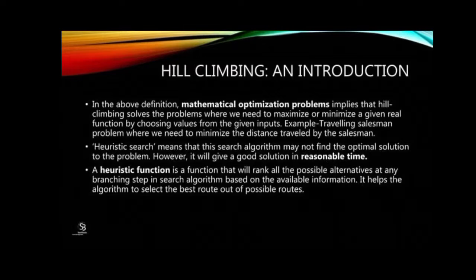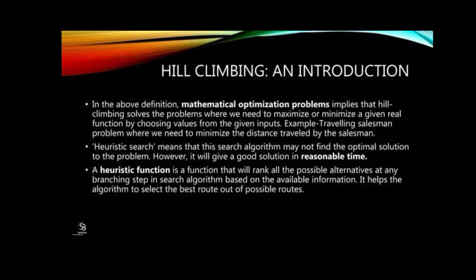In the above definition, mathematical optimization problem implies that hill climbing solves the problems where we need to maximize or minimize a given real function by choosing values from the given inputs. Example, traveling salesman, a problem where we need to minimize the distance traveled by the salesman. Heuristic search means that this search algorithm may not find the optimal solution to the problem.